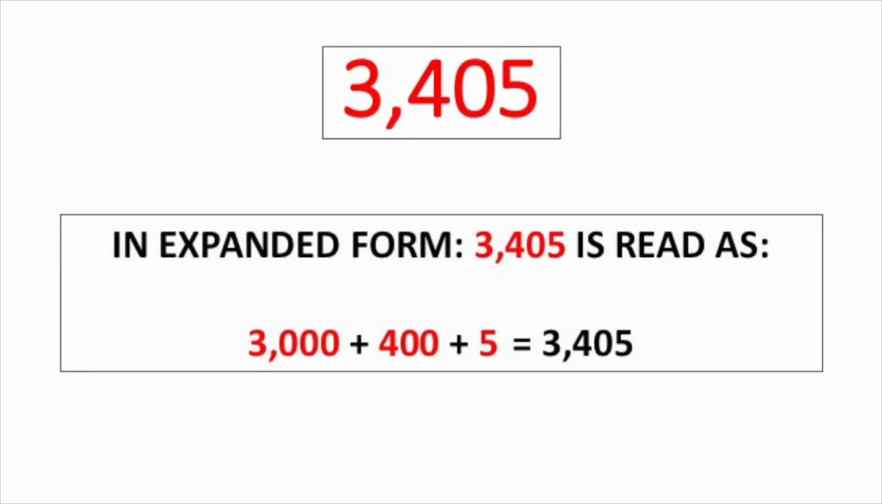So, in expanded form, 3,405 is read as 3,000 plus 400 plus 5 equals 3,405. Excellent. All we're doing is taking the values of all of the different digits according to their place value. And remember, this time, anything that's 0, we don't need to include because we're adding together. And if we try to add 0, it's 0.